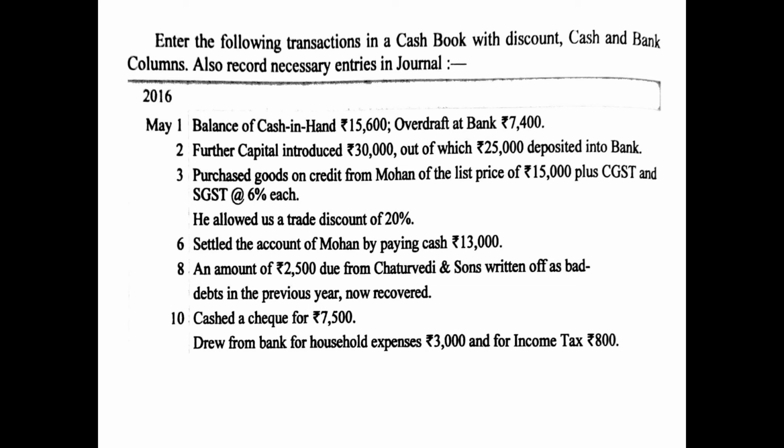Then on the same date, another transaction is drew from bank for household expenses 3,000. Now this is the case of drawings. You are withdrawing money from the bank for household expenses. So on the payment side you will write by drawings 3,000, and also income tax is paid 800. That means income tax is levied on personal income of a person. That means it is also a drawing. So on the credit side you will write by drawings total amount 3,800 in the bank column.